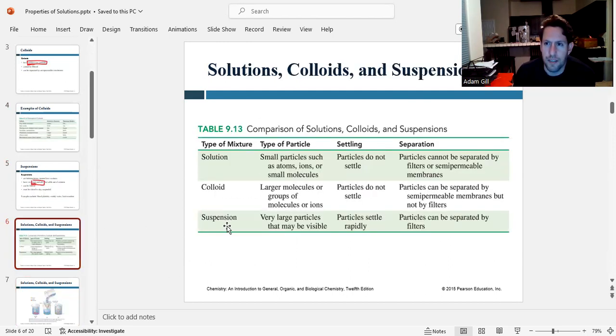So the flow chart here, solution has small particles, colloid has medium particles, and a suspension has very large particles. Solutions and colloids never settle. But suspensions, if you leave them sit, the particles will settle to the bottom from gravity. Now, solutions pass right through filters and membranes. Colloids pass through a filter, but not through a membrane. And suspensions don't pass through either.